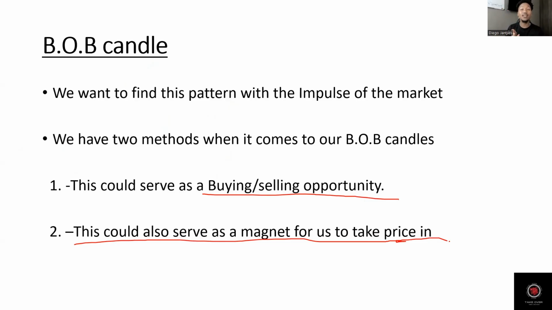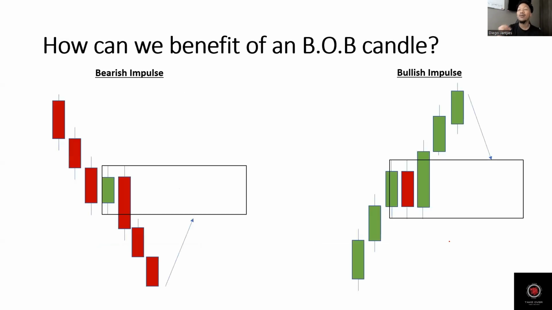So a magnet can literally be an untested area of support or resistance. It can also be an untested neckline of a double top, double bottom formation, inverse head and shoulders and so on. So everything that is untested serves as a magnet. Now how does a BOB look? And this is literally it. Keep it simple.